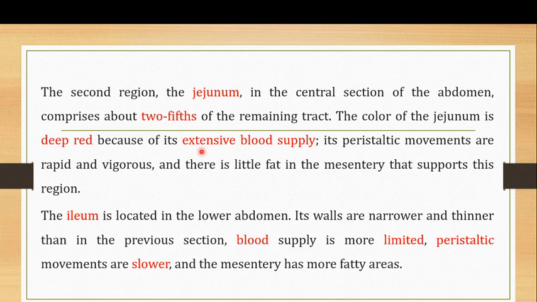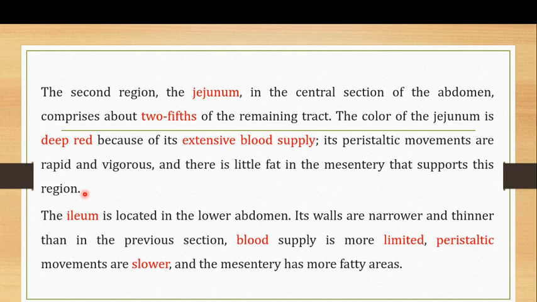Now, if you talk about the color of the jejunum, it is very deep red because there is an extensive blood supply, and the peristaltic movements are very rapid and vigorous in the jejunum, and there is little fat in the mesentery that supports this particular region. So most of the digestion and the process of absorption actually takes place in this jejunum, because it is a very long structure, occupying a very long part of the small intestine.